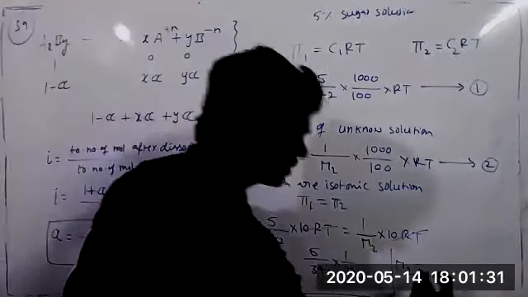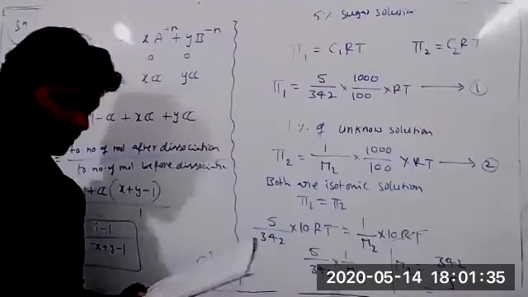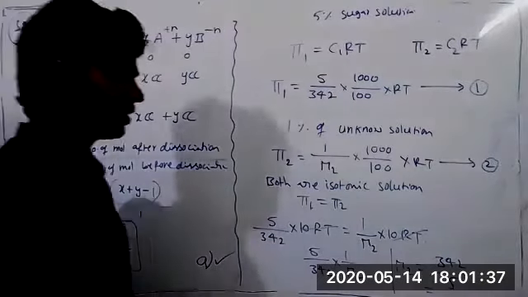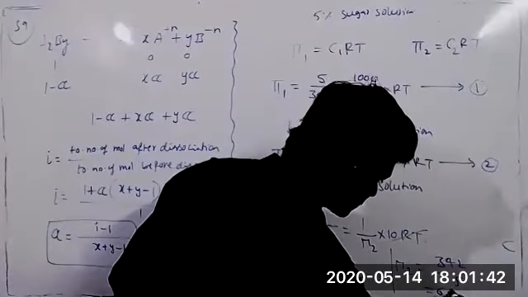342 divided by 5. 68.4. How much? 68.4. Yes, that's the answer. Option C is correct. 68.4 grams.